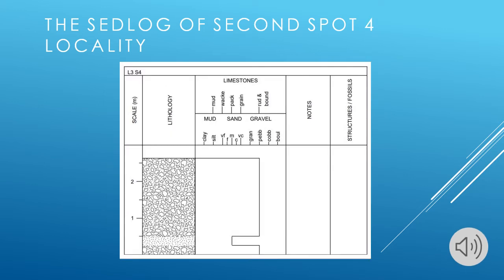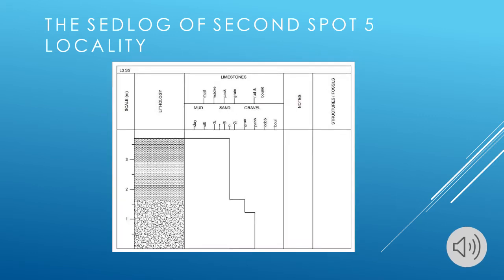The setlog of this spot shows it consists of conglomerate interbedded with sandstone. The grain size for sandstone is medium and for conglomerate is pebble. The setlog of this spot shows it consists of conglomerate overlain by shale. The class size for shale is clay and for conglomerate is from granules to pebbles.